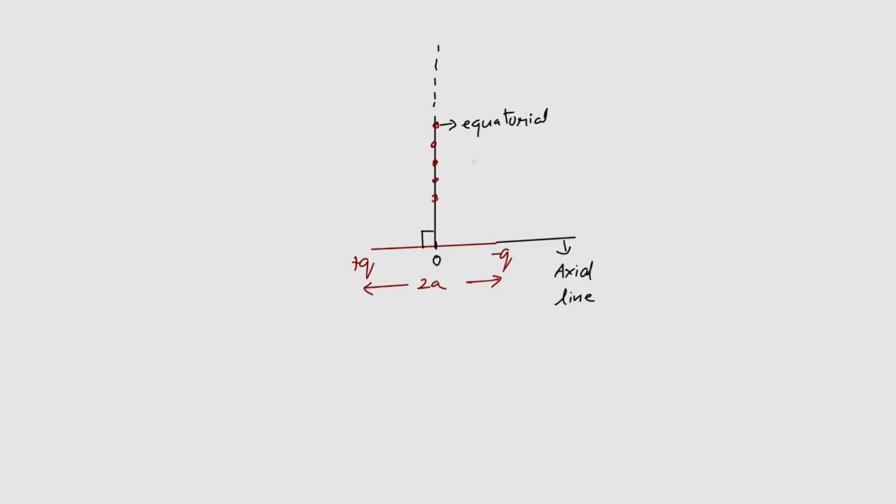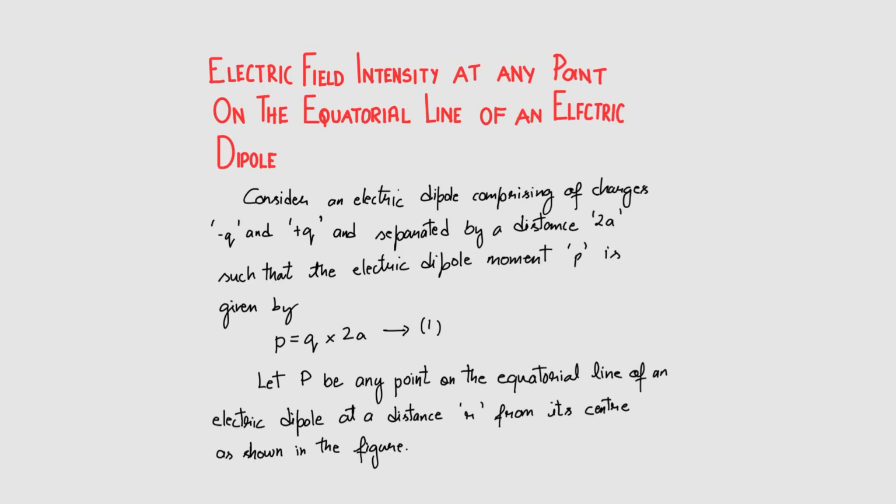This is the equatorial line. So once again, the electric field intensity at any point on the equatorial line of the dipole. Now we consider an electric dipole again comprising of charges minus Q and plus Q separated by a distance 2a such that the electric dipole moment is P. Remember the formula: electric dipole moment P is equal to Q into 2a.